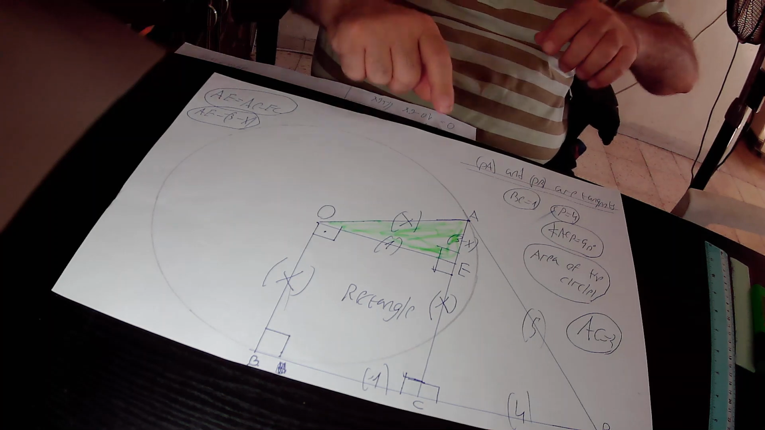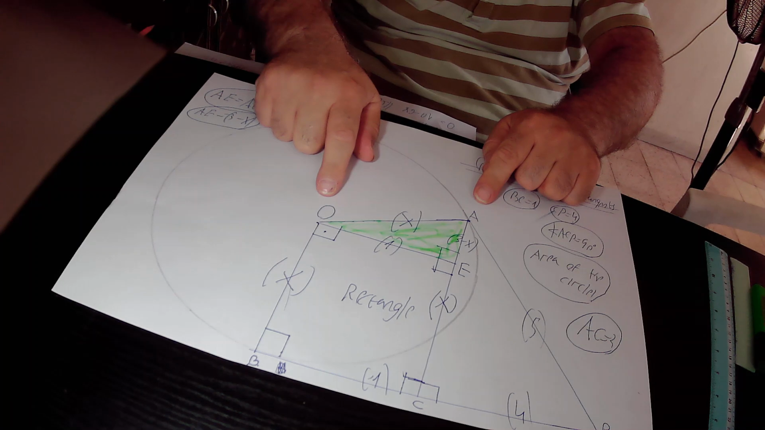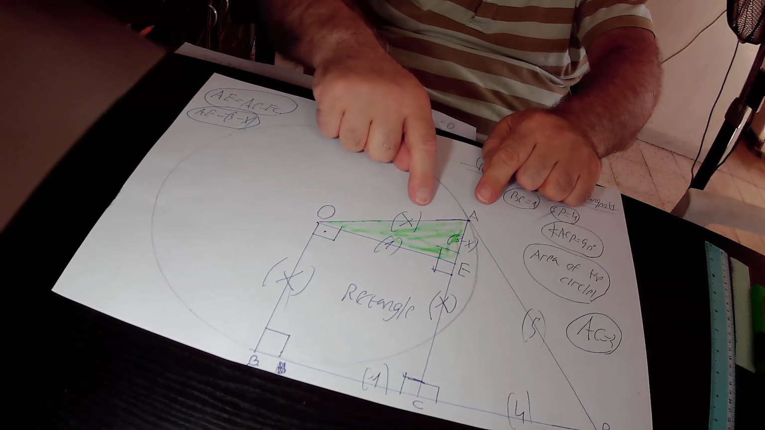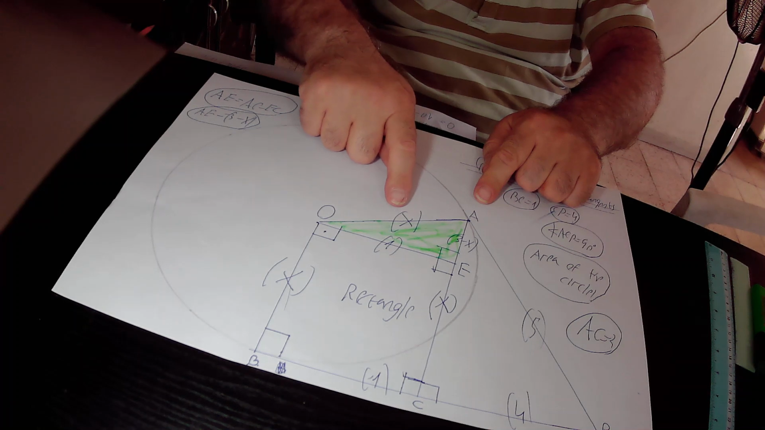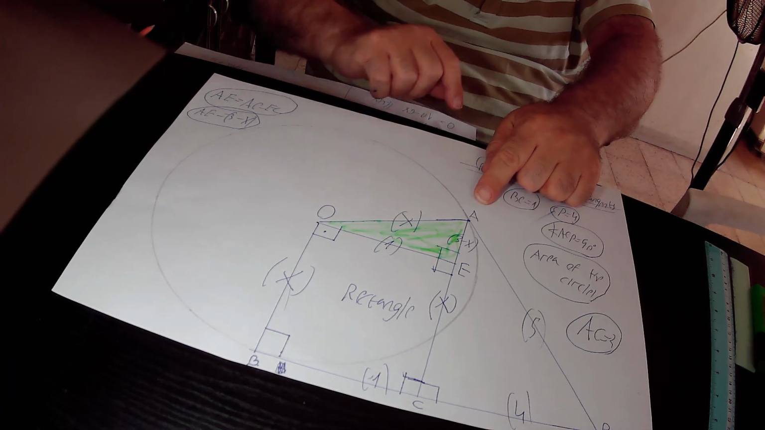In the next step, we join points A and O together by a straight line. AO is the radius of this circle, which is equal to x according to our definition. In the next step, I copy the right green triangle OAE onto a new page and implement the Pythagoras theorem on this right green triangle OAE.